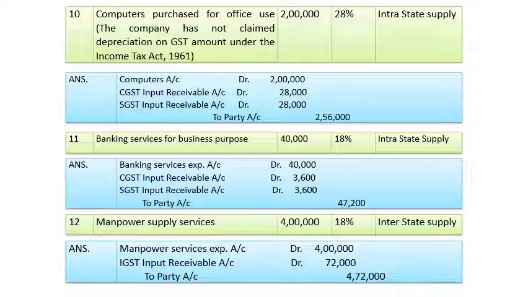Next one, manpower supply services. The amount is 4 lakh, GST is 18%, and it is an interstate supply. As it is an interstate supply, IGST will apply. Here manpower supply services are there, so credit is available. So the entry is manpower services expense account debit 4 lakh, IGST input receivable account debit 72,000, to party account 4 lakh 72,000.